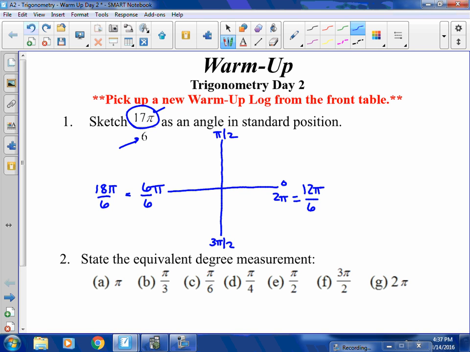So 17 is 1 less than 18, which means my angle would be right here. And I would have gone all the way around once and almost halfway around the second time. So that'd be my angle theta. So I'm starting on the x-axis, that's standard position, initial side, and terminal side. So we're in quadrant 2.